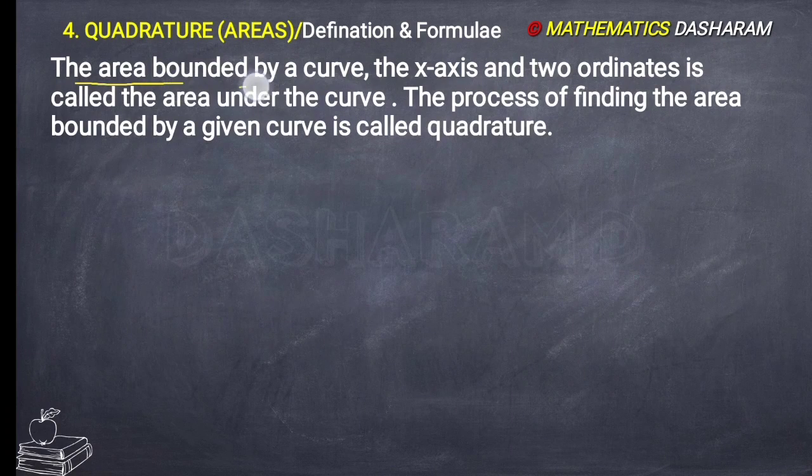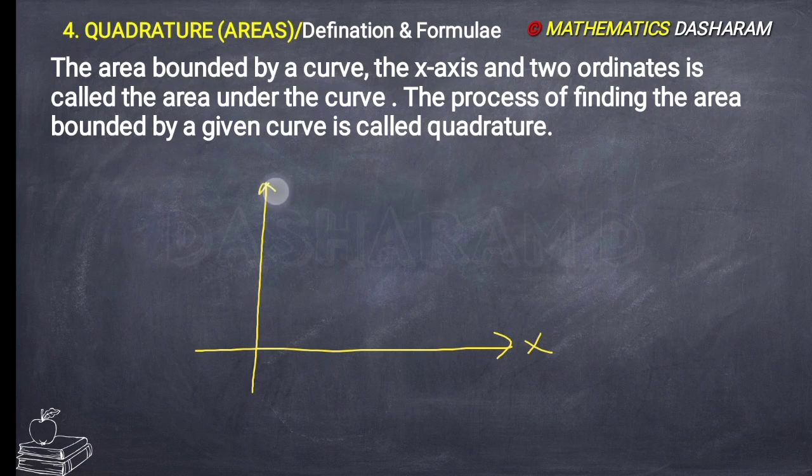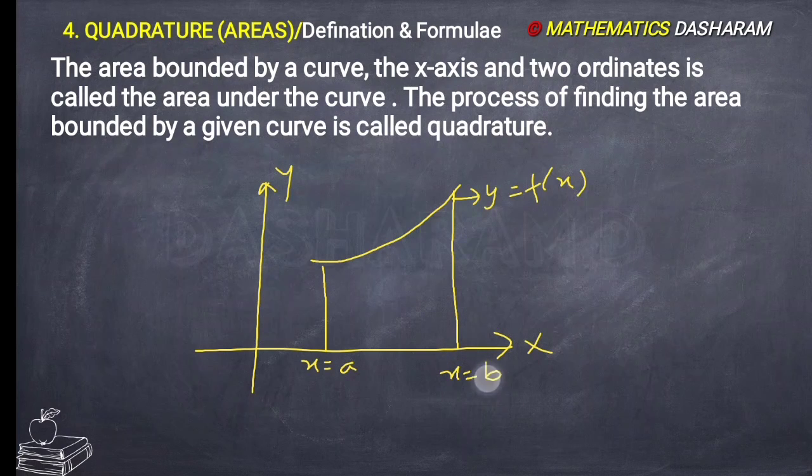The area bounded by a curve, the x-axis and two ordinates is called the area under the curve. This is the x-axis, this is the y-axis, and let's take one curve, y equals f of x. Two ordinates means, for example, x equals a and x equals b.